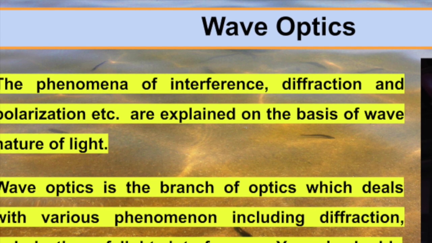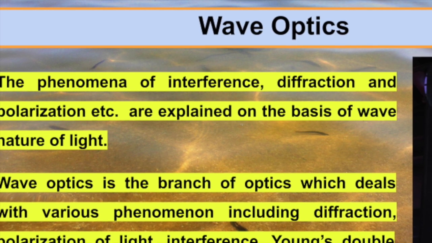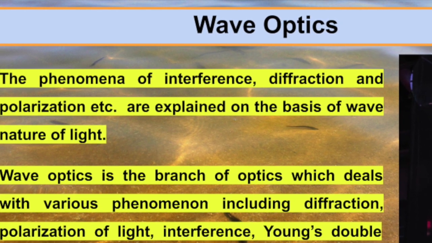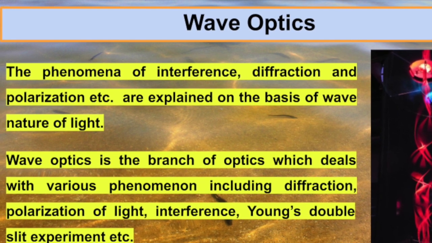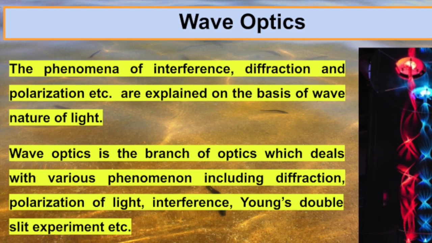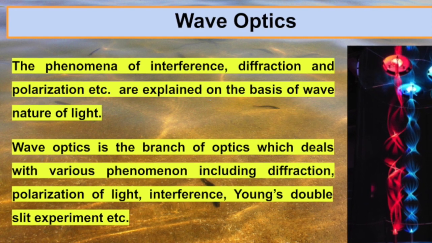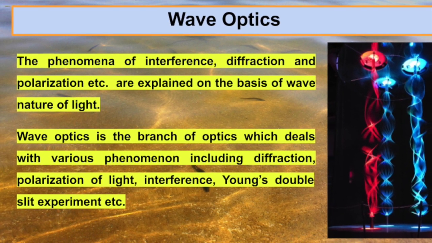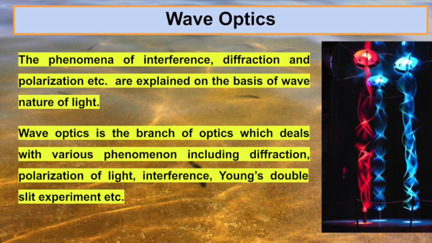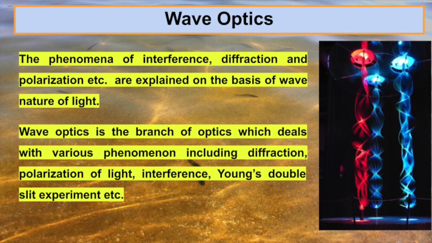Geometrical optics fails to explain the phenomena of interference and diffraction. These can be explained on the basis of the wave nature of light, where the obstacle sizes are almost comparable to the wavelength of light used. Interference, diffraction and polarization are the three main phenomena studied under wave optics.